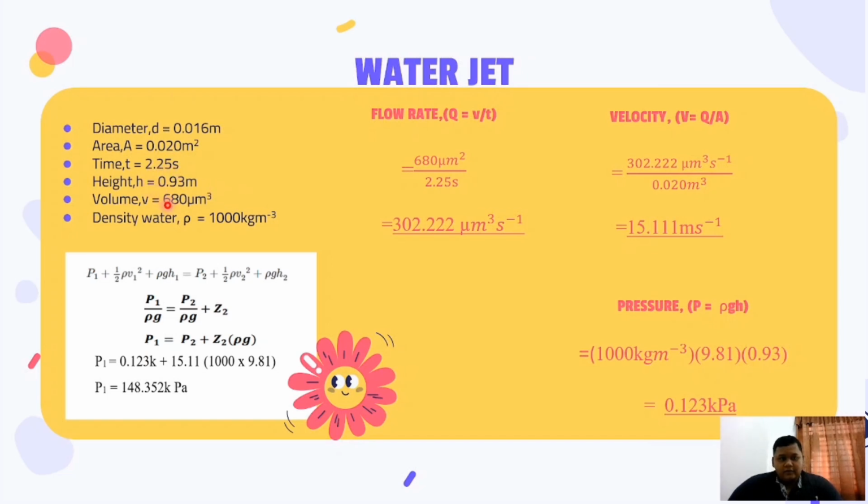Height is 0.93 meter. Volume that we get is 680 meter cube. Density of water that we use for this calculation is 1000 kilogram per meter cube. Alright, this is the formula that we use.